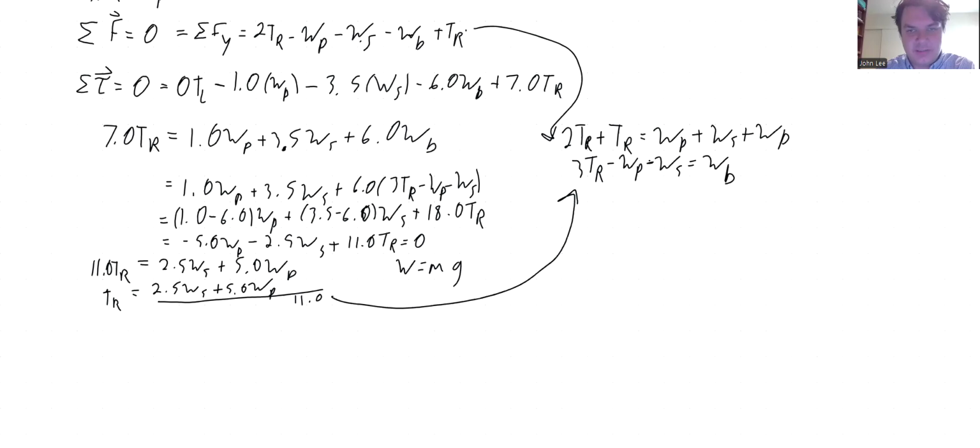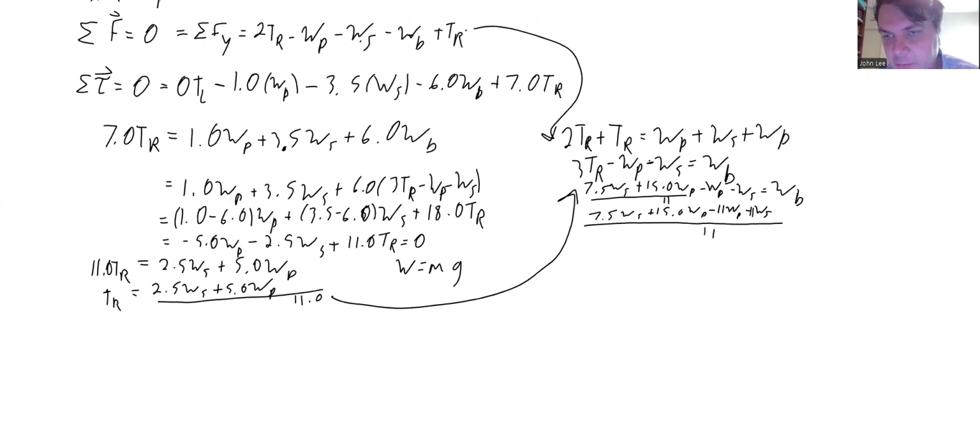and we find that 2.5 times 3, 7.5 weight of the scaffold plus 15.0 weight of the person over 11 minus weight of the person minus weight of the scaffold is equal to the weight of the bucket, which is going to be 7.5 weight of the scaffold plus 15.0 weight of the person minus 11 weight of the person minus weight of the scaffold over 11, or 11 minus 11 weight of the scaffold over 11 is equal to the weight of the bucket.